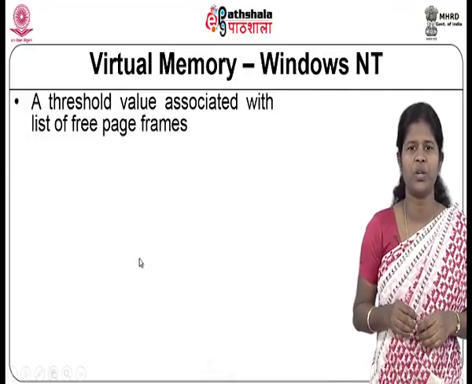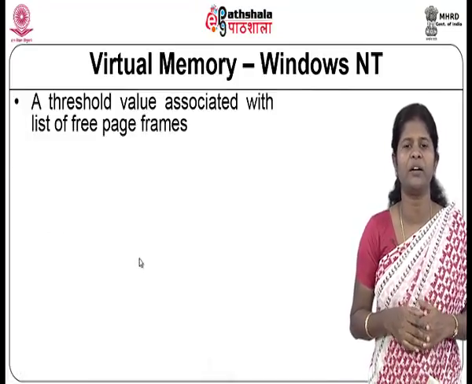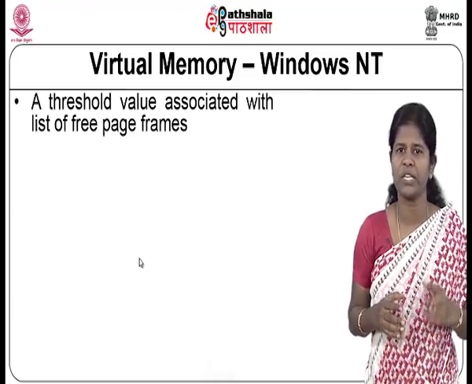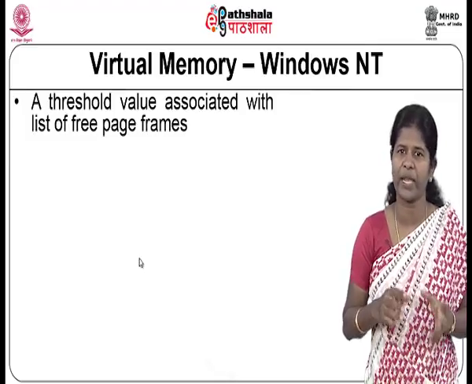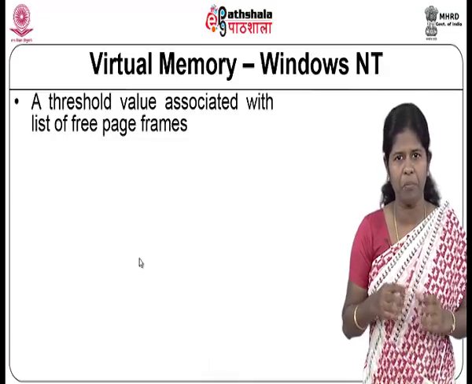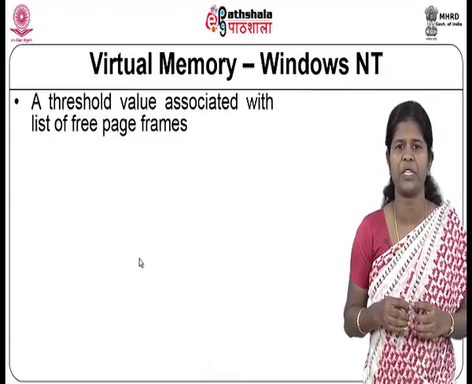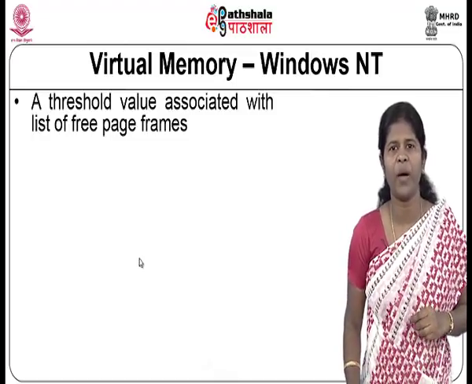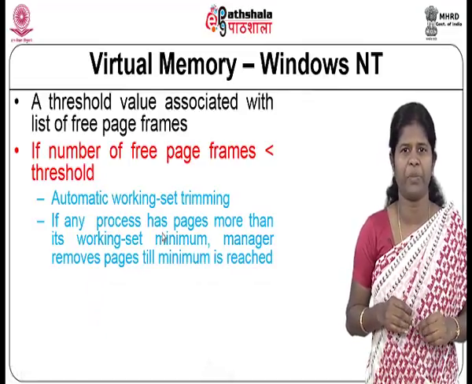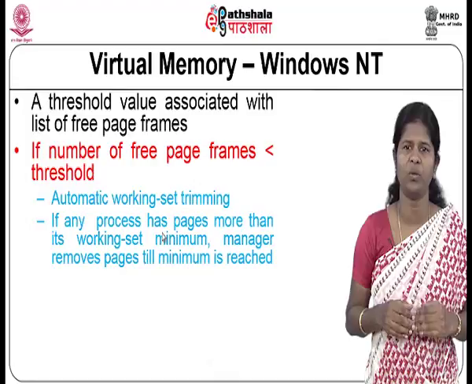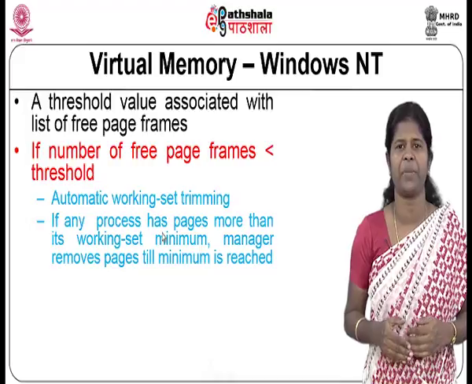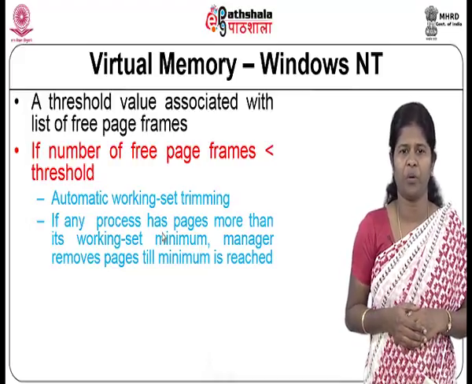And a threshold value is also associated with the list of free page frames. So, there is a virtual memory manager who is looking after a set of free page frames, and it is necessary that some minimum number of free page frames is always maintained. So, a threshold value is kept for that. When the number of free page frames goes below this threshold value, a procedure called automatic working set trimming is done by the operating system.